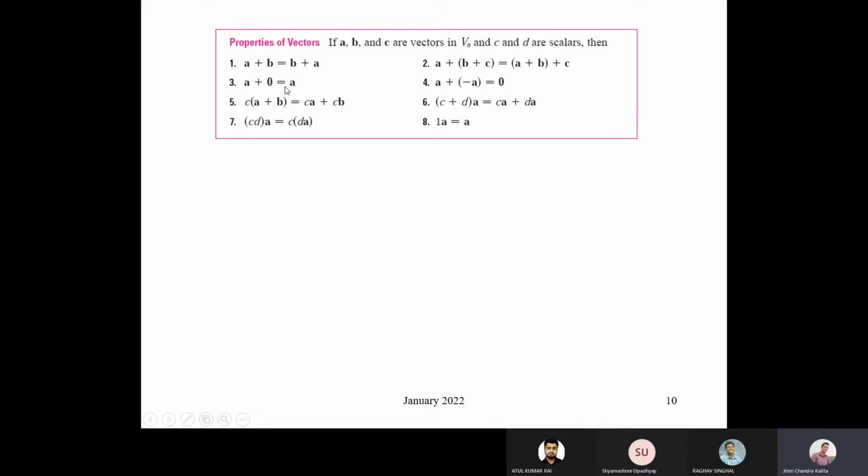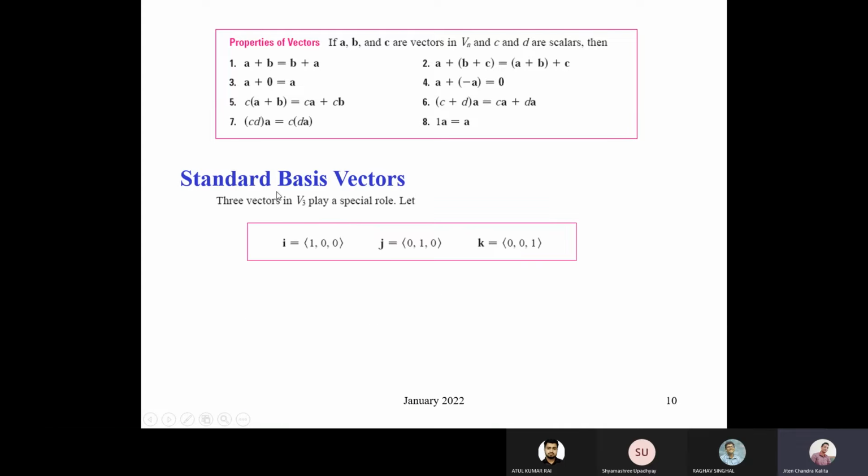If you have to prove all these properties, what you have to do is simply take two vectors in terms of their components and then do the rest. Now this is about standard basis vectors, which I have already described to you. As you can see, in 2D we take the points 1, 0, so we take a vector i in such a way that its length is 1, similarly this j has length 1, and in 3D we have an extra component, as you all know, it is k.